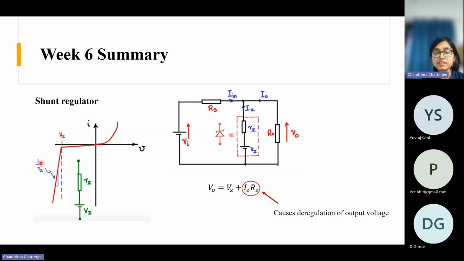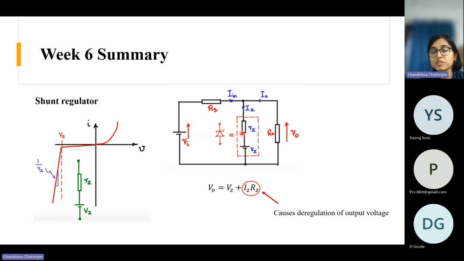So due to this RZ, there is some problem in the voltage regulation. Why? Because earlier we were seeing this as strictly a constant voltage, but now due to the presence of RZ, this voltage can fluctuate based on the current. If this current is very high, then there will be some IZ-RZ drop across this dynamic resistance. And then your voltage will no longer be constant, it will vary from this value, because there is some drop across this resistance.